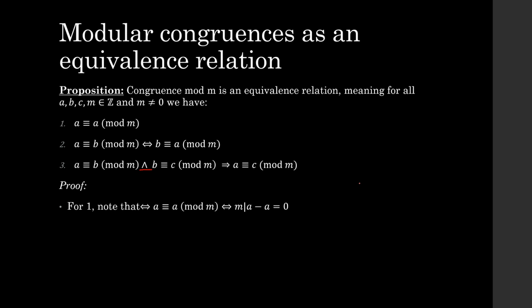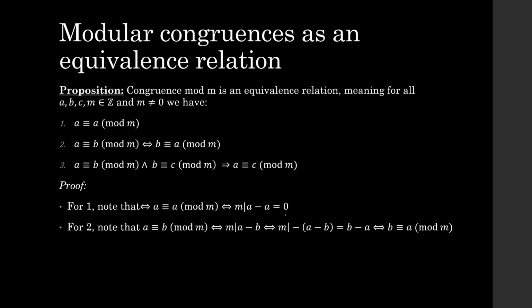So the proof is pretty simple. For 1, we just note that A is congruent to A mod M if and only if M divides A minus A, and A minus A is just 0, and M divides 0, that's easy. So 1 is easily proved. For 2, we can note that A is congruent to B mod M if and only if M divides A minus B, once again by definition. And remember that we can take the negative of this side and M is still going to divide it. So M divides the negative of A minus B, which is B minus A. That's if and only if B is congruent to A mod M, by the same definition again. So we've got that A is congruent to B mod M if and only if B is congruent to A mod M, and that proves that part.